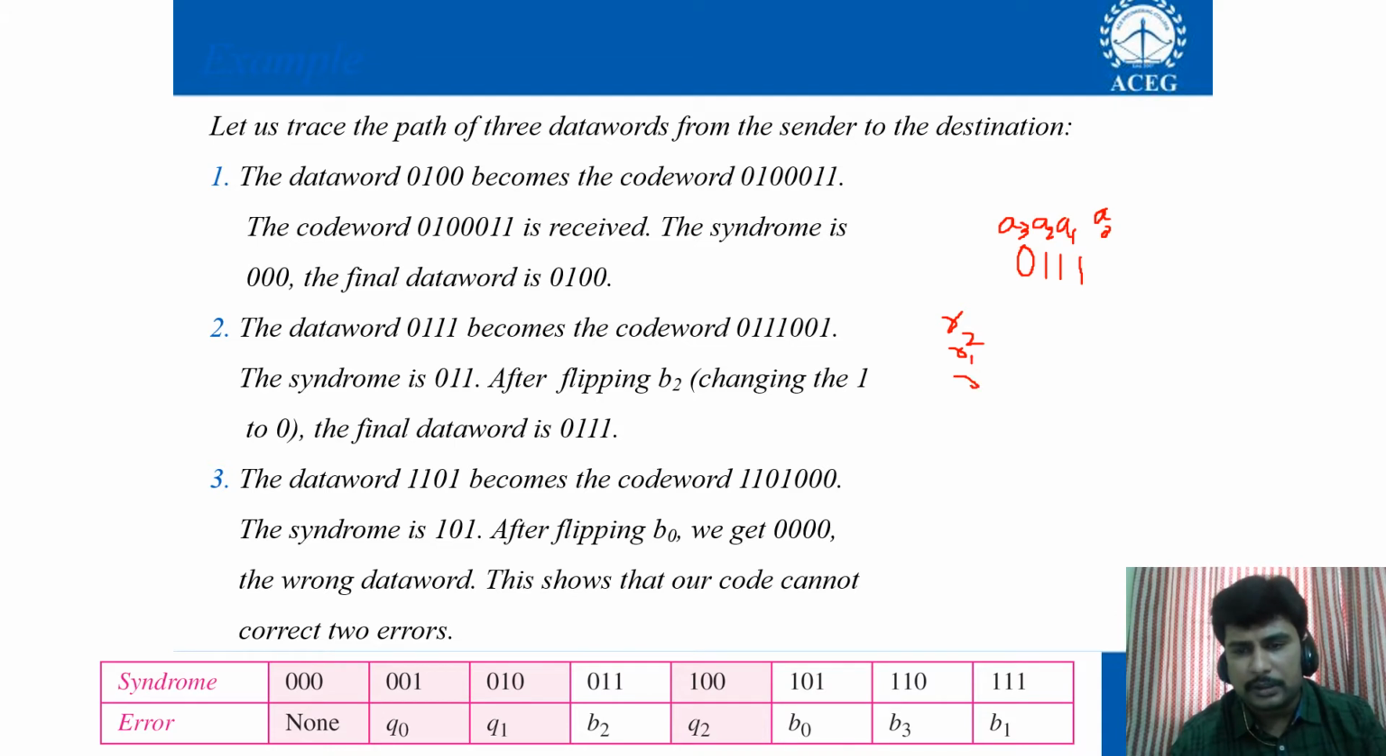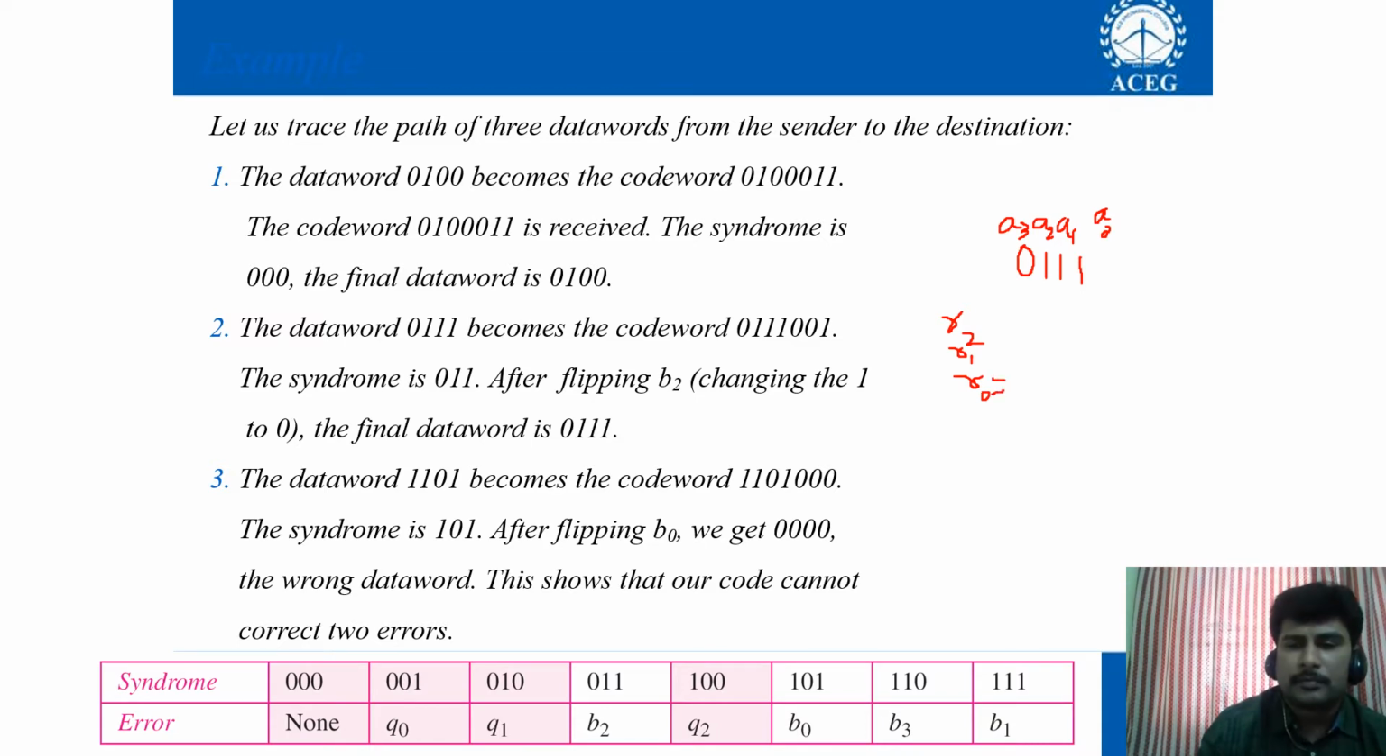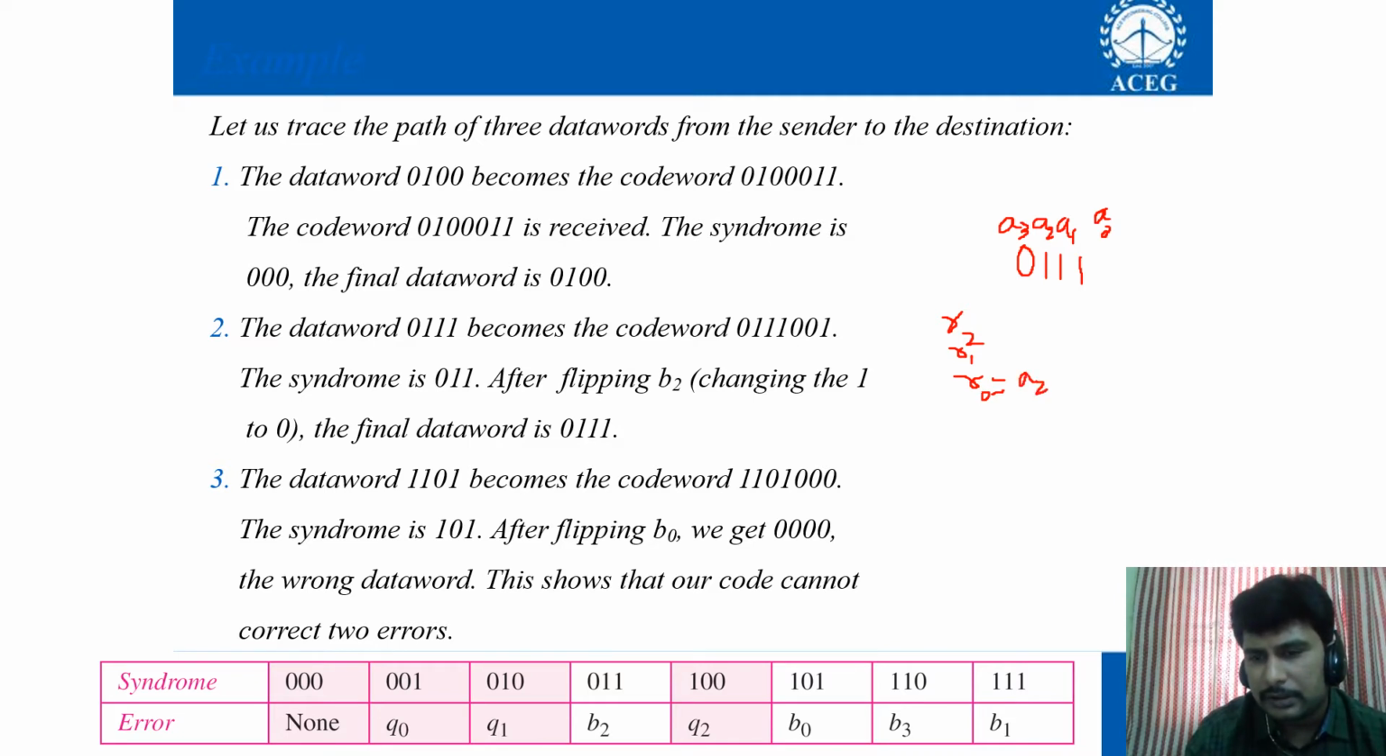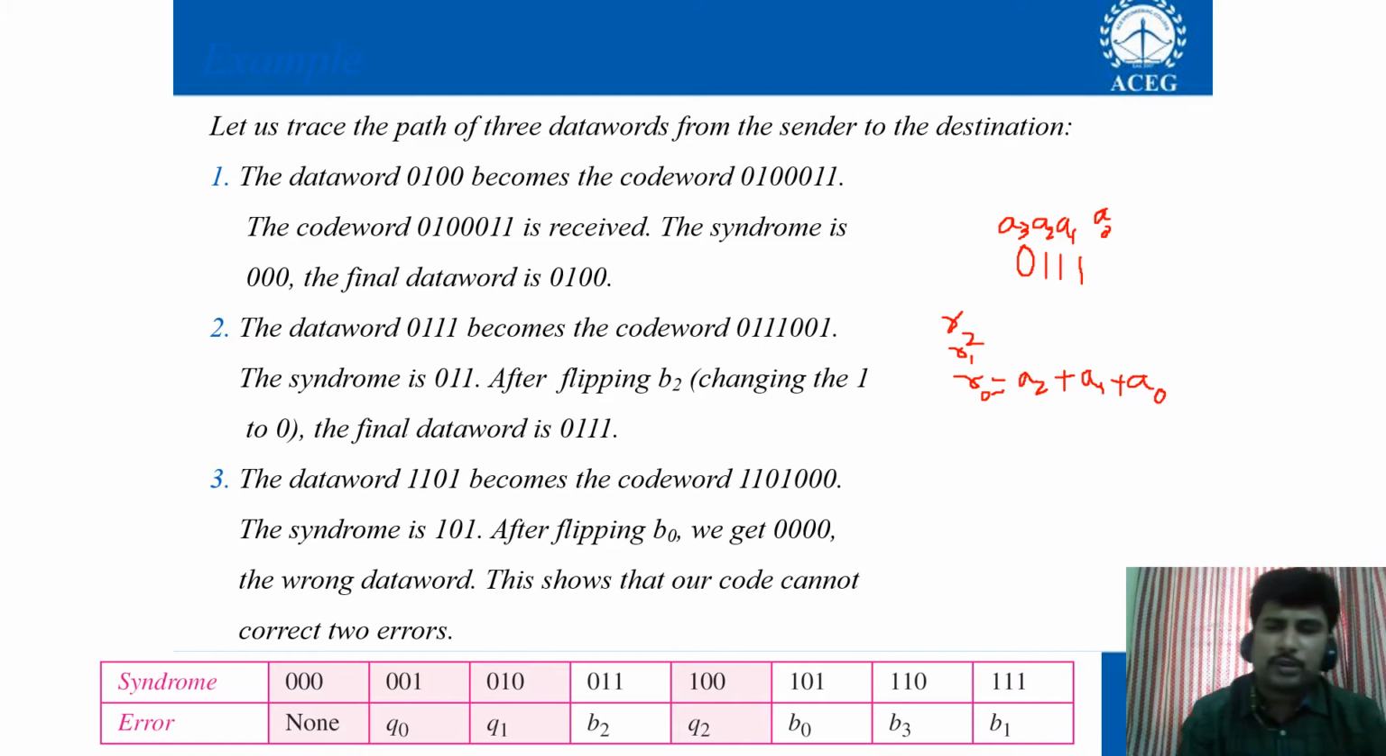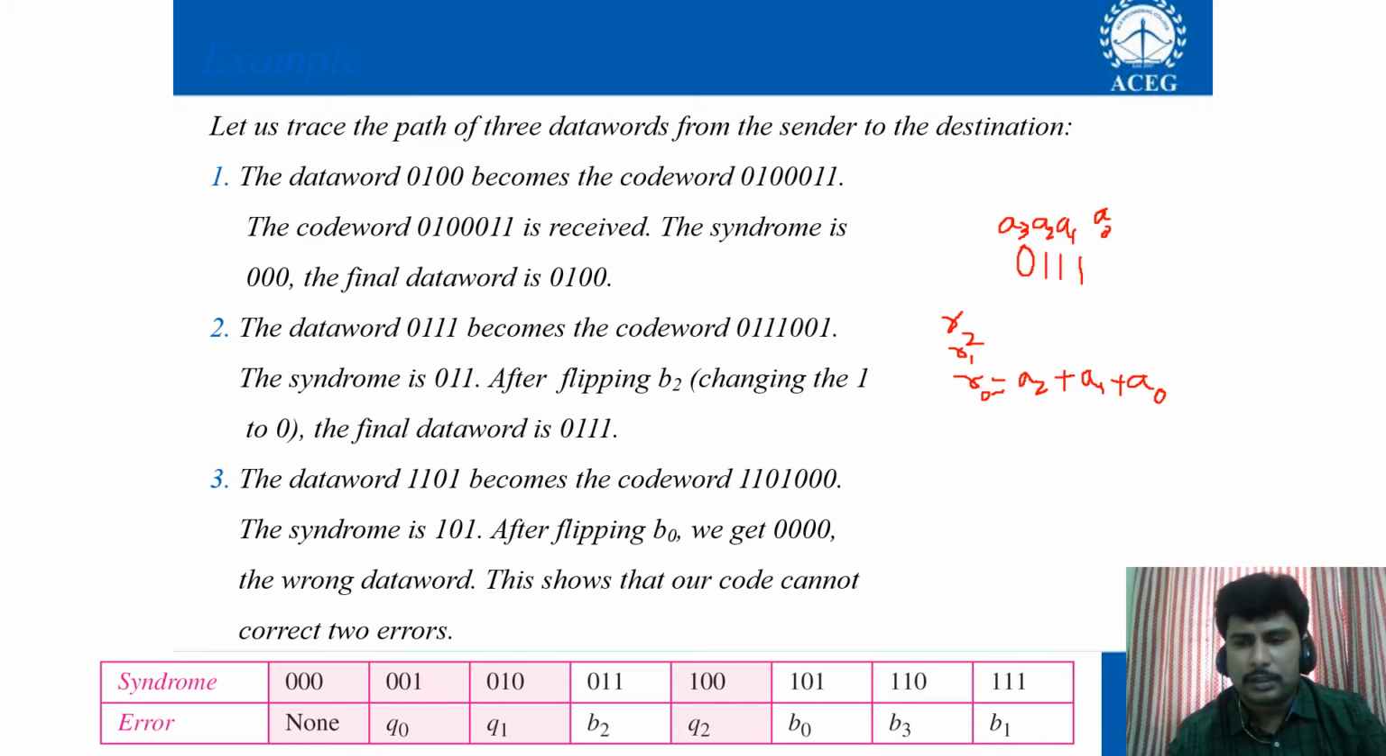First we have the formula for R0, which is R0 equal to A2 plus A1 plus A0. We'll determine the value of R0. A2 is 1, A1 is 1 and A0 is 1, so all 3 bits are 1s. So 1 mod 2 addition with 1 is 0, and 0 mod 2 addition with 1 will be 1. So the value of R0 is 1.